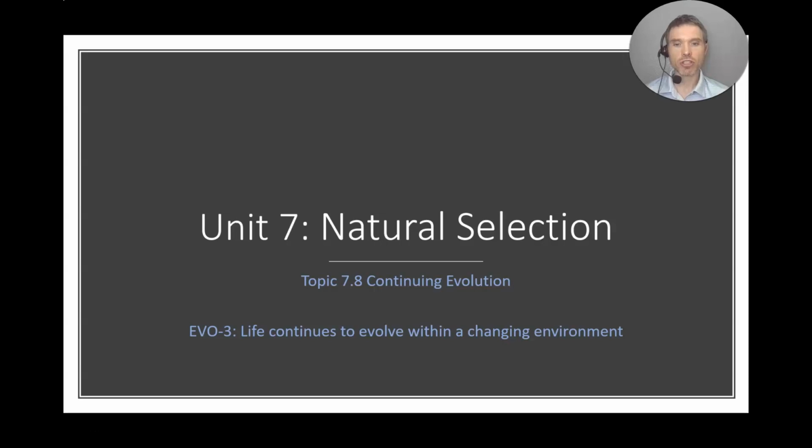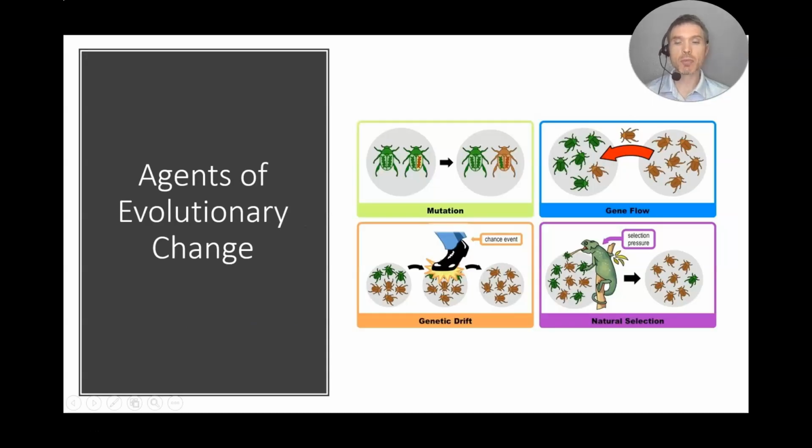In this video, topic 7.8, we'll be examining continuing evolution. If you remember from earlier videos, we talked about the agents of evolutionary change. These include changes in the DNA, which we call mutation; gene flow, which is the immigration or emigration of traits within a population; genetic drift, which is chance events; and lastly, natural selection, selective pressures where one of the traits has a selective advantage over other traits within the population.